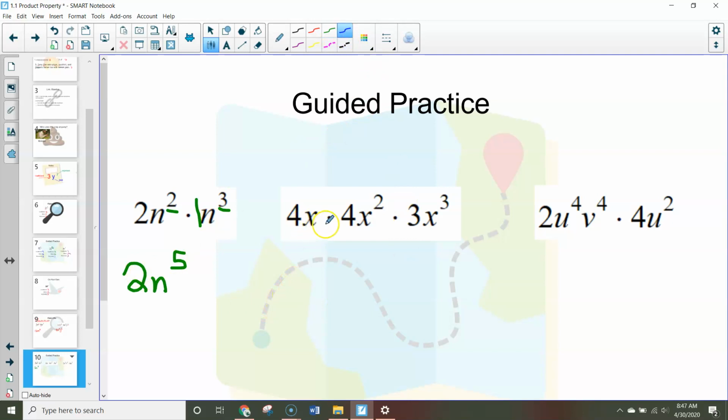Okay, next I have 4x times 4x squared times 3x cubed. So I start by doing 4 times 4 times 3, which I believe gives me 48, but I'm going to double check that. Yep, so that gives me 48. Always use a calculator if you aren't super sure with your multiplication. I'd rather have you get it right with a calculator instead of wrong with your brain. Okay, my base is x, so I'm going to write down x. Okay, here it's an invisible 1, so I'm going to do 1 plus 2 plus 3, which gives me 6.